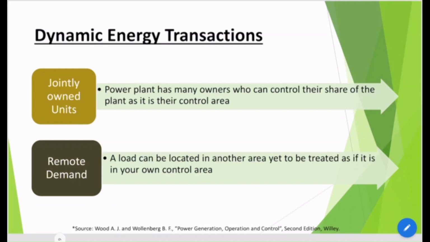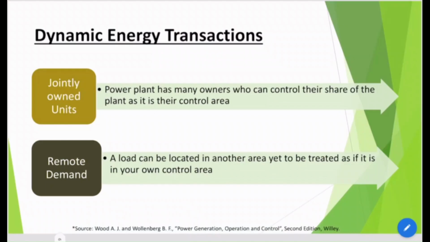Jointly owned units. A power plant has many owners who can control their share of the plant as it is their control area. Remote demand. A load can be located in another area yet be treated as if it is in your own control area.